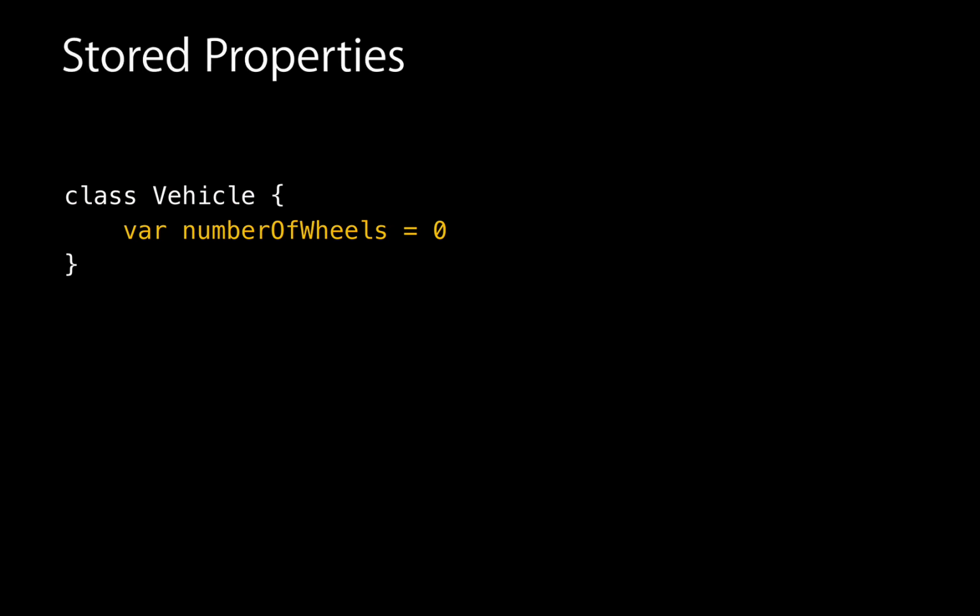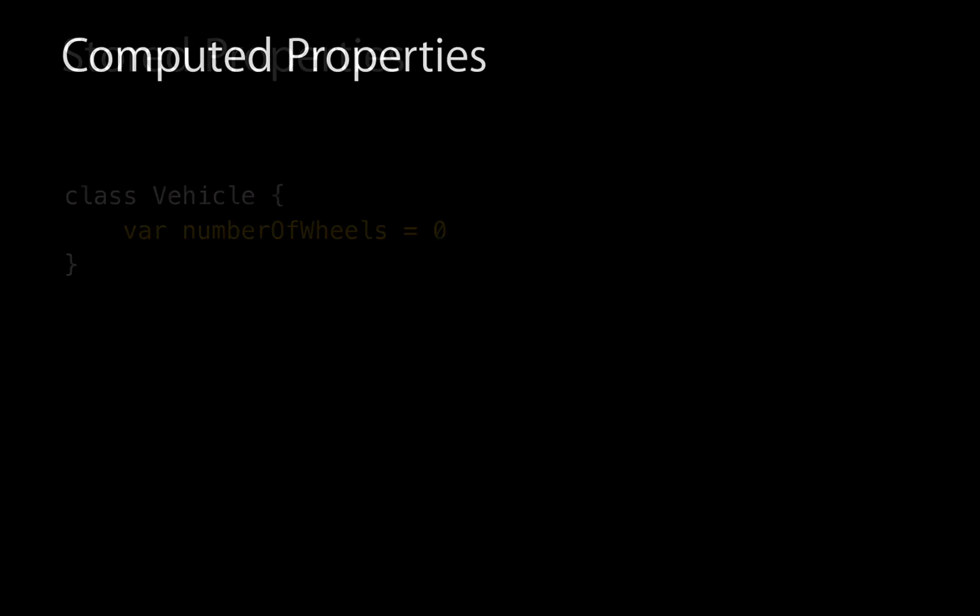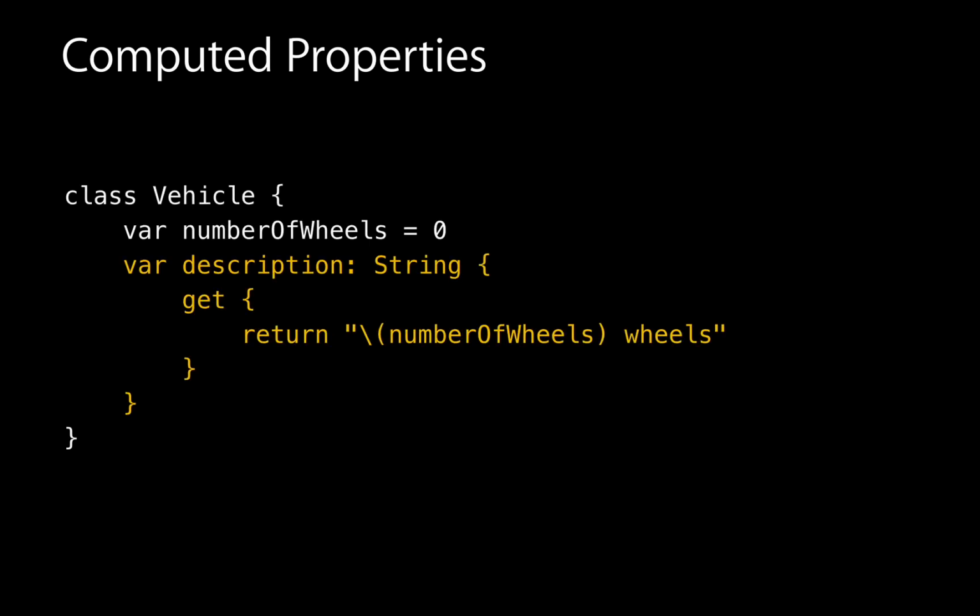But we do have a second kind of property as well, known as computed properties. Let's add one of those to our vehicle class. So this is a computed property that provides a description of our class, just a string description of the number of wheels it has. Note that computed properties don't have a backing store. Instead, they generate or calculate a value when they're called. And to write one, we provide the type that we want this property to have, and then just return a value of the appropriate type. Here, we're using string interpolation to return the number of wheels.